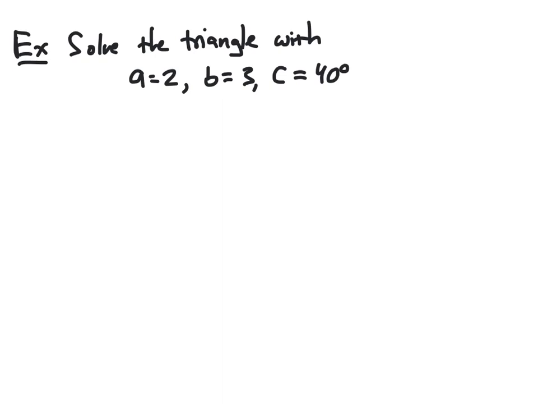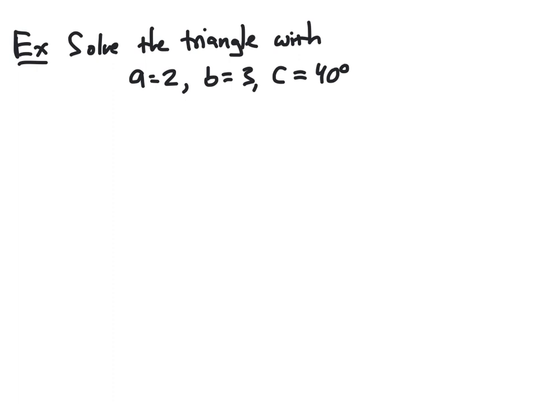In this video, we're going to take a look at some examples solving non-right triangles using the law of cosines. So here's a situation in this example where we want to solve a triangle with side length A equal to 2, side length B equal to 3, and angle C equals 40 degrees.